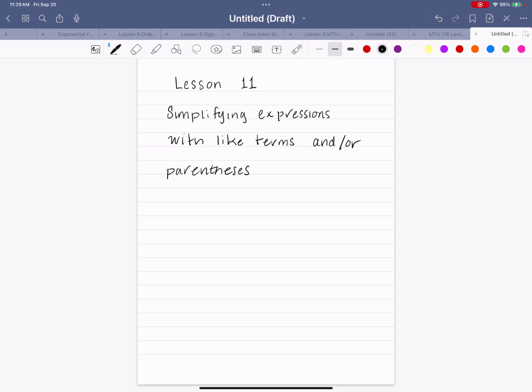Hi, it's Miss House, and in this lesson 11, we will be simplifying expressions with like terms and/or parentheses.